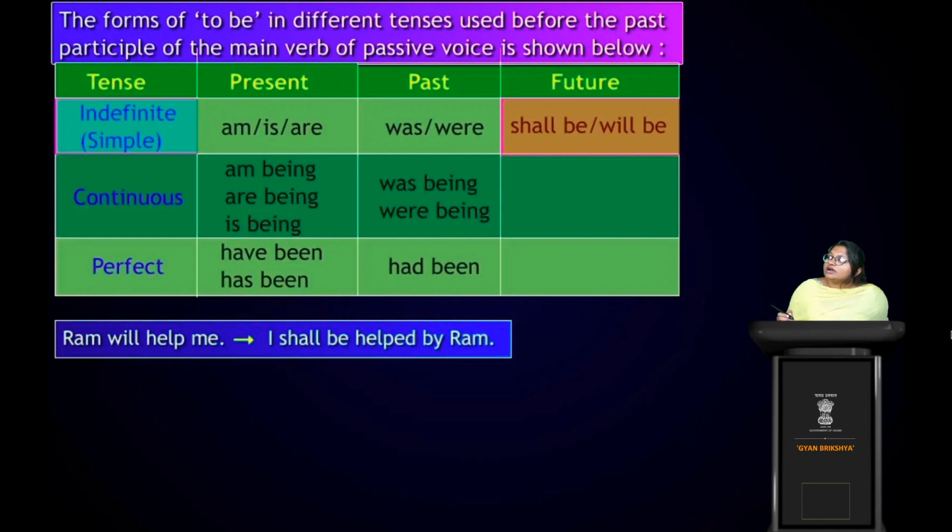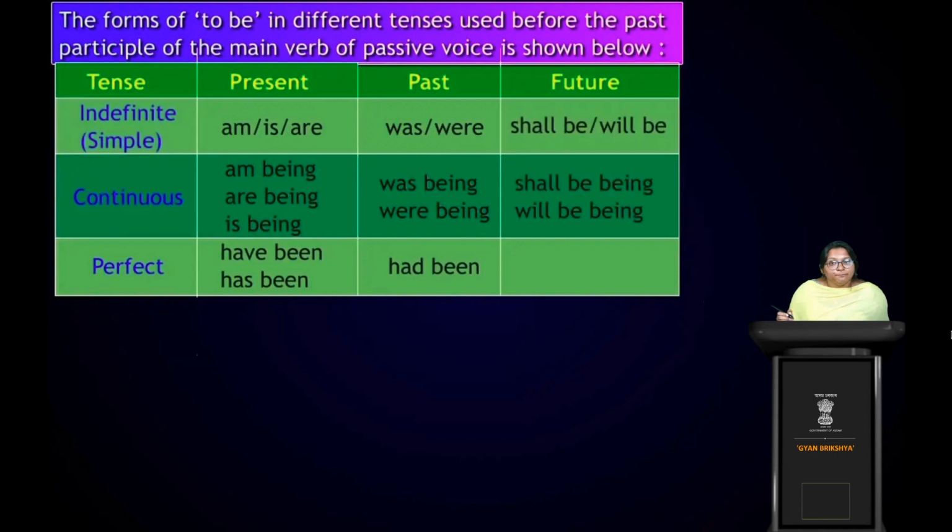Okay, again in continuous it becomes shall be being or will be being. So in continuous you have to remember this ing changes to being in case of all tenses. There is no exception to this. In case of all tenses it changes to being.